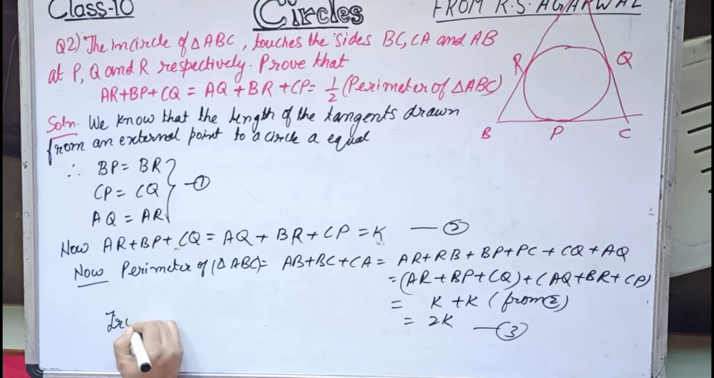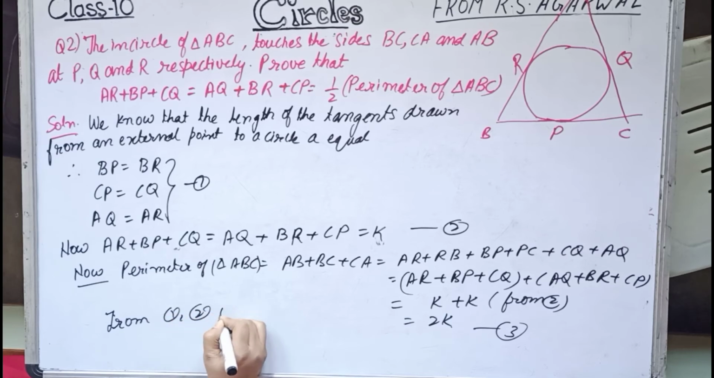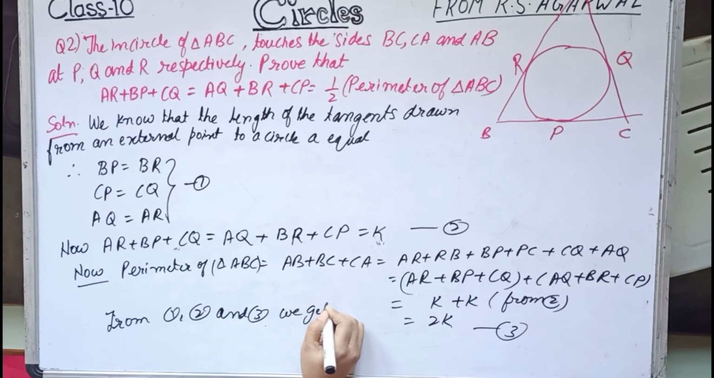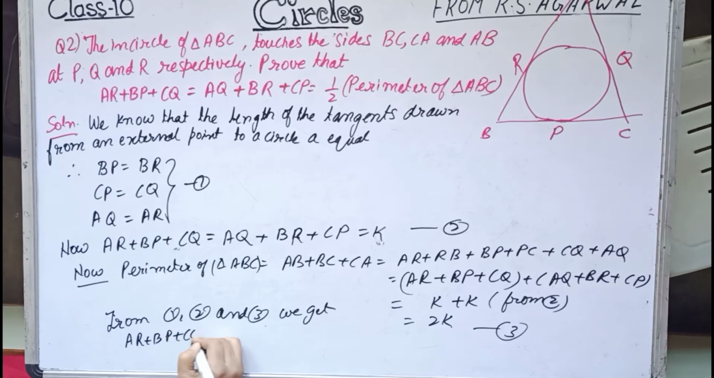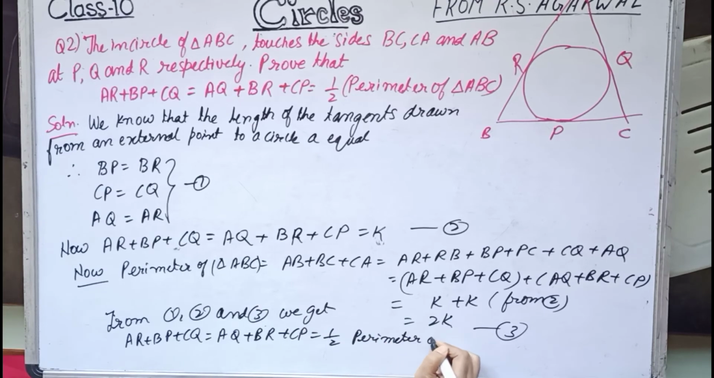Therefore, from 1, 2 and 3 we get AR plus BP plus CQ equals AQ plus BR plus CP equals half the perimeter of triangle ABC, and hence proved. Let us go to the next question.